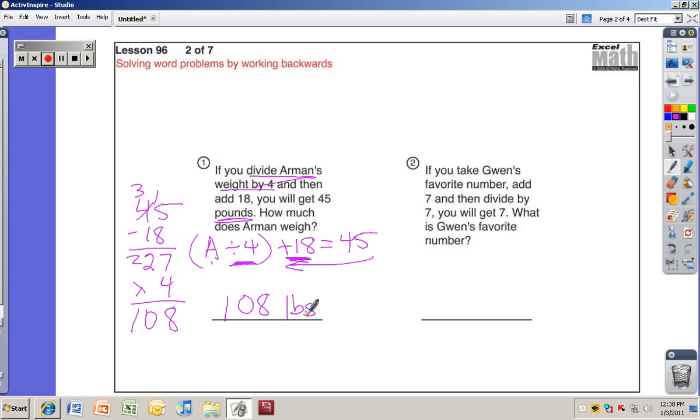If you take Gwen's favorite number and add 7 and then divide by 7, you will get 7. What is Gwen's favorite number? So you're going to take her favorite number, G, and add 7, and then divide that by 7. You will get the number 7. All right, let's go backwards through that, and we could probably do this in our head. 7 divided by 7, nope, we're going to multiply. Remember, it's the opposite because we're going backwards. 7 times 7, that's 49. And then instead of adding 7, we're going to subtract 7. And 49 minus 7 is 42, would be her favorite number.